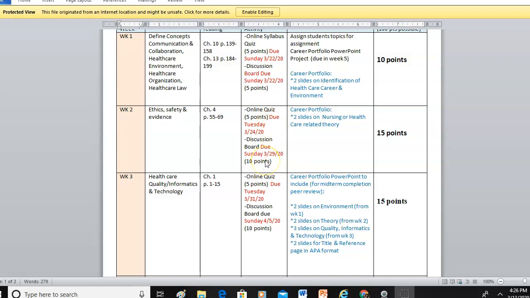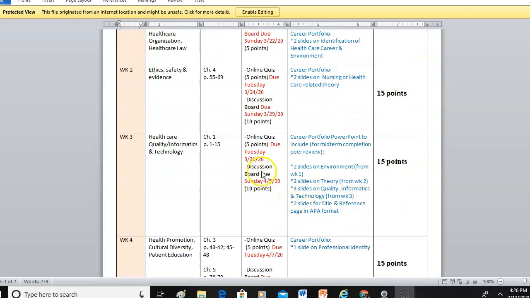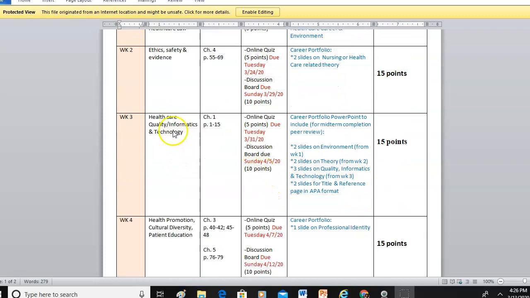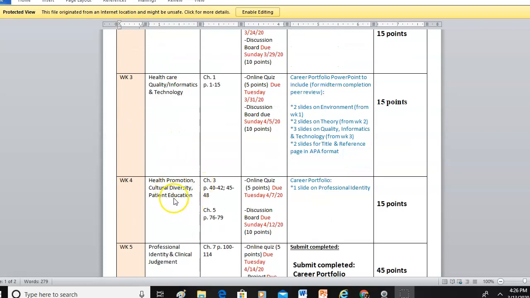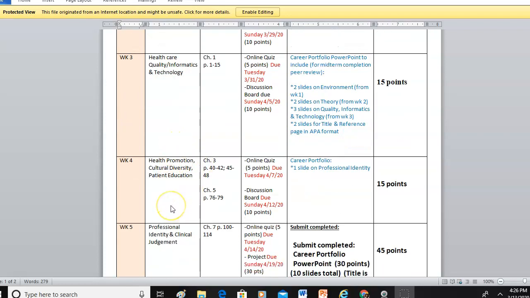And then all of our discussion boards will always be due the following Sunday by 11:59 p.m. And then notice here, the discussion boards from week 2 on are worth 10 points as opposed to 5 points because the content gets a little bit more difficult. So this whole week is worth 15 points, and so on and so forth. You'll see it in week 3 when we discuss healthcare quality, informatics, and technology. In week 4, we discuss health promotion, cultural diversity, and patient education.